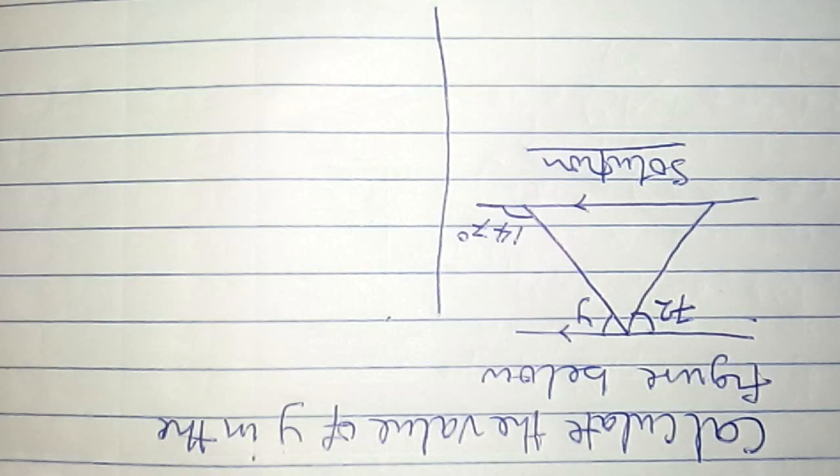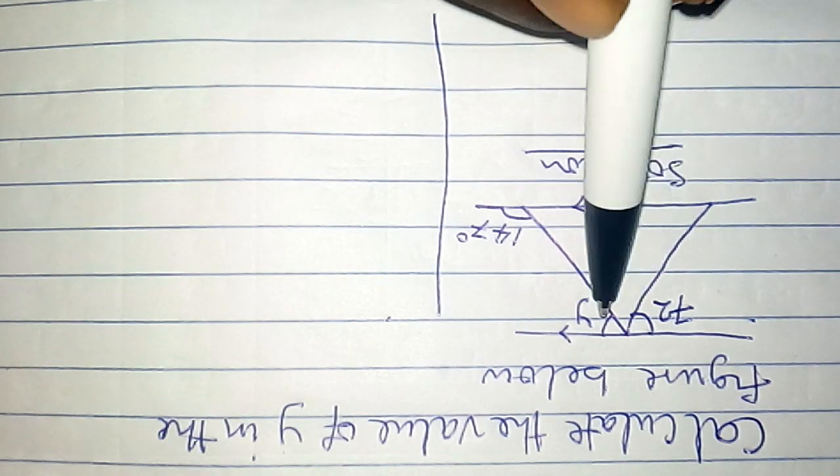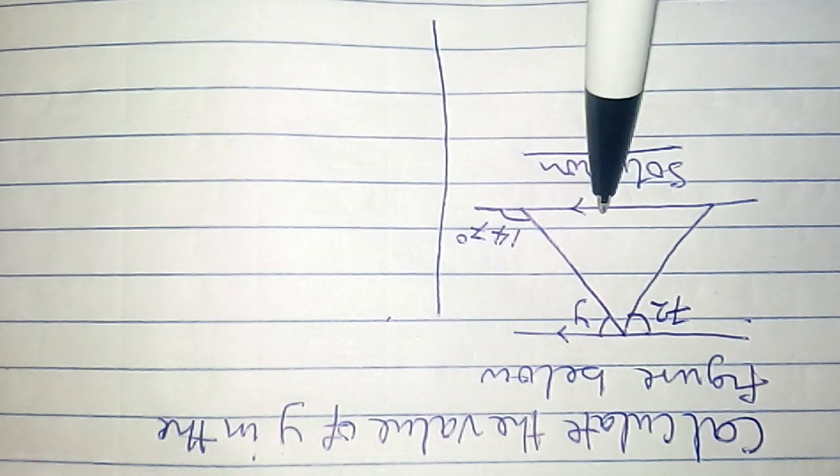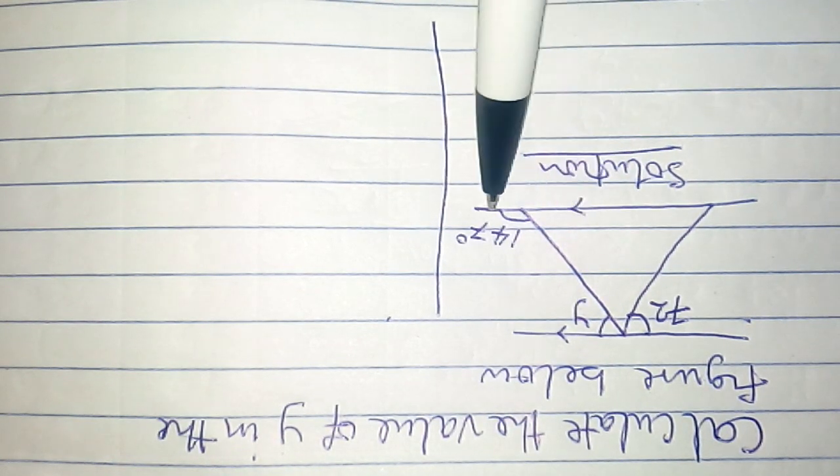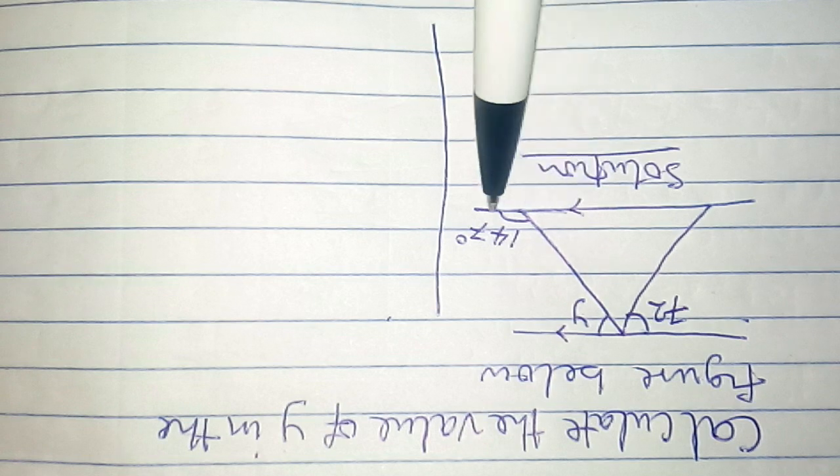Okay, the question says that we should calculate the value of y in the figure below. So without wasting time, we are looking for this. So what do we do? Let us first of all work with this part. This is angle on a straight line.